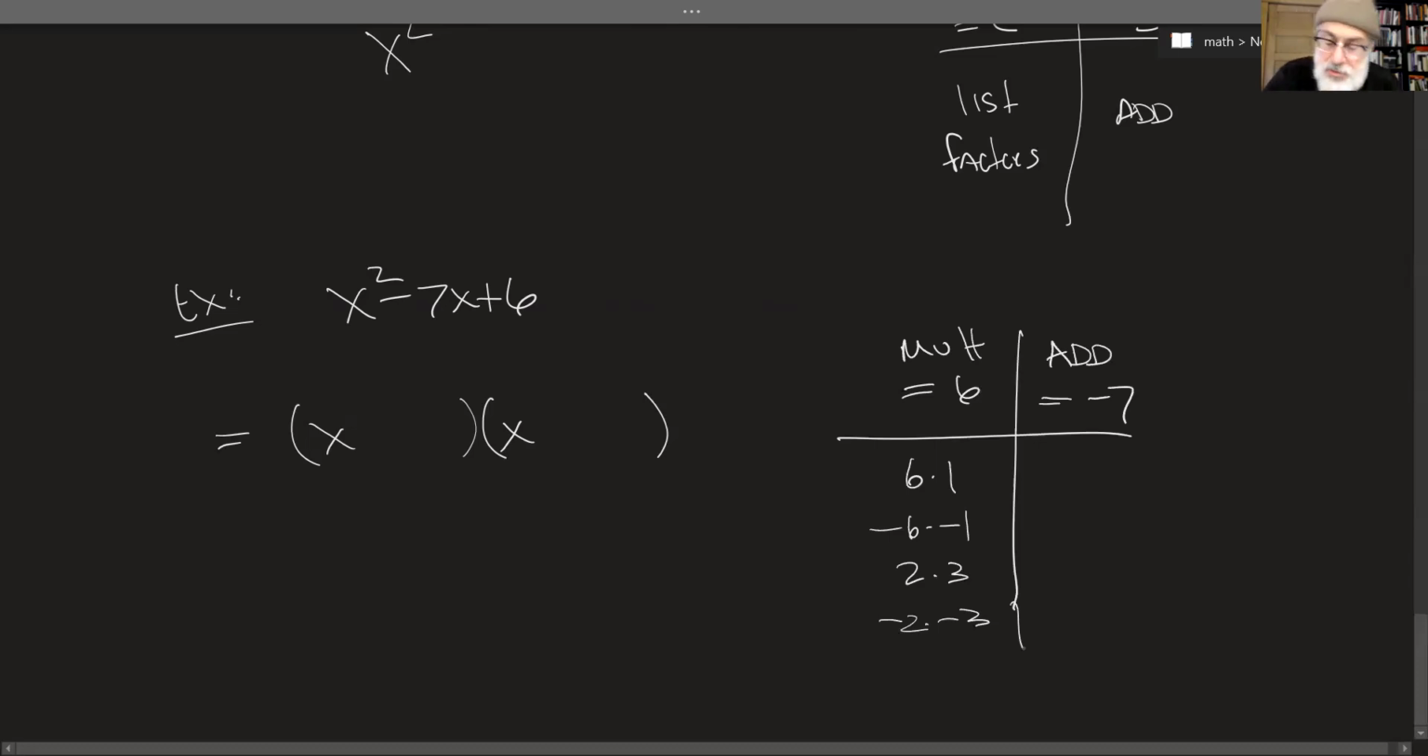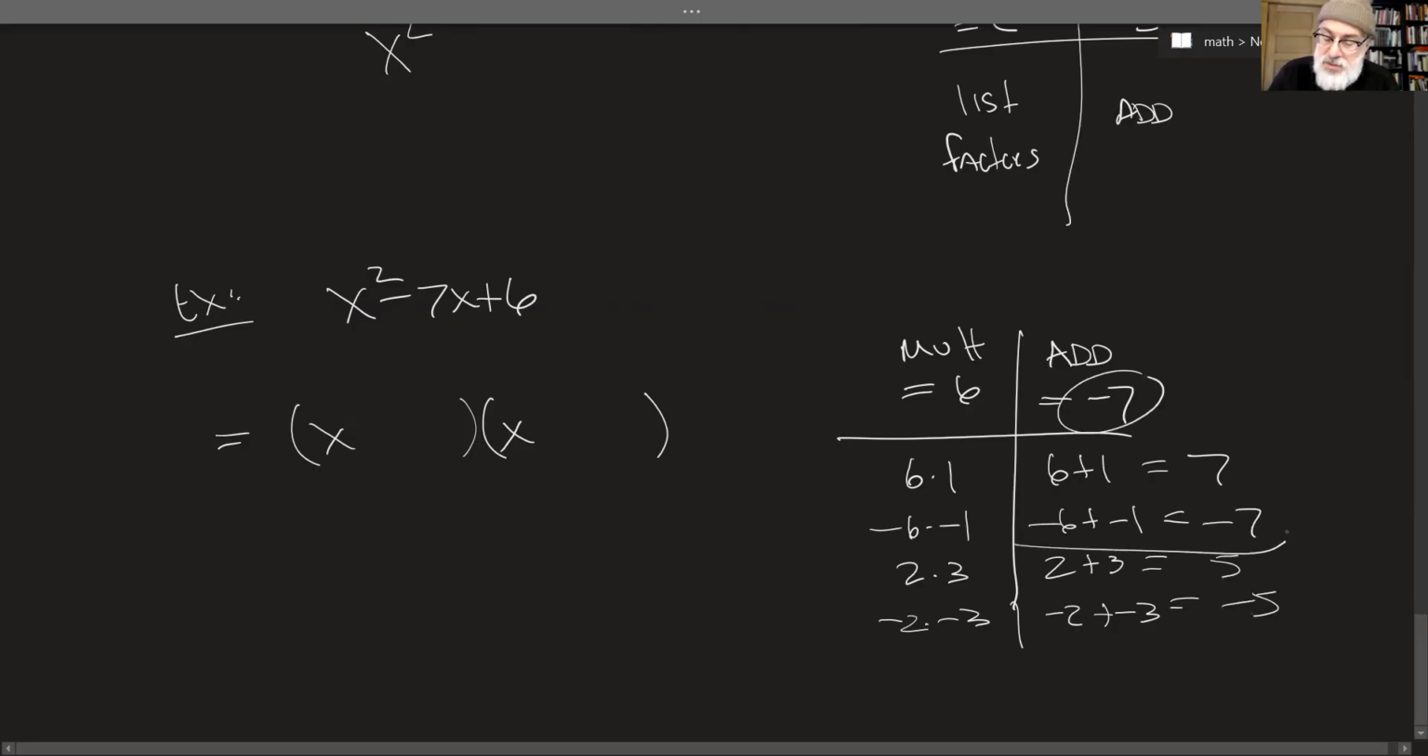Now I'm going to add those. So in other words, I'm going to add 6 and 1, negative 6 and negative 1, 2 and 3, and negative 2 plus negative 3. So this is 7, negative 7, 5, negative 5. So we want it to equal negative 7. So that's our guy right here. So that means we put negative 6 and negative 1 in here.